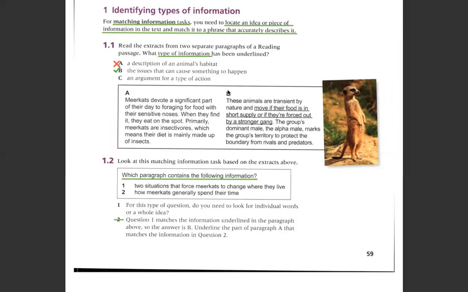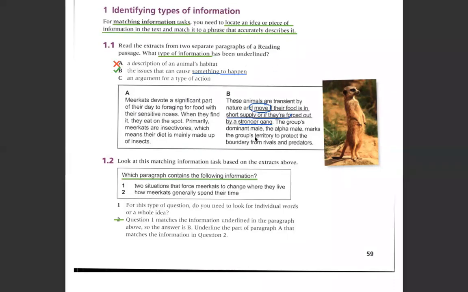What's the thing that is happening in this underlined section? Can you type in the chat box? What's the thing that is happening in this paragraph? So it talks about 2 issues that cause them to do what? 2 issues, so the short food supply is an issue, a problem. But the short food supply causes them to do what? Great, to move. So here's what is happening, and then we have 2 problems: short food supply or being forced out by a stronger gang. Gang means a stronger group of meerkats.